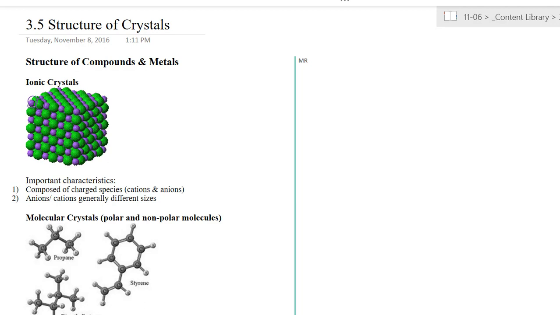Remember that when you have an ionic compound, it consists of charged species of cations and anions. So for example, if you have sodium chloride, it consists of sodium ions and chlorine ions. The bond itself is the attraction between those two ions. And when we look at an ionic compound, if we were to zoom in on an ionic crystal, what we would see is what's called a crystal lattice.